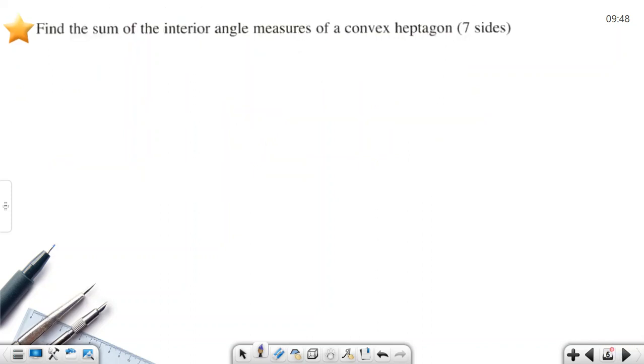Find the sum of the interior angle measure of a convex heptagon. So a heptagon has 7 sides. What is the sum of interior angles?